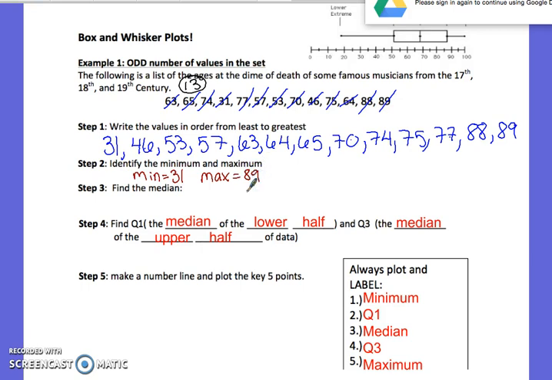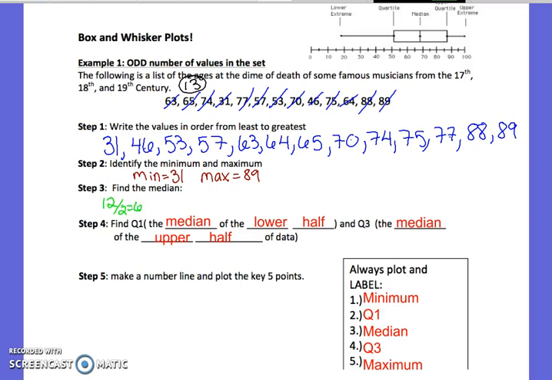Now we have to find the median. Because there were 13 numbers, it's odd. So I know if there are 13 values and I need to find the middle, I always think about, well, 12 is 1 less than 13. If I take 12 and I divide it by 2, I get 6. That gives me 6 on each side.